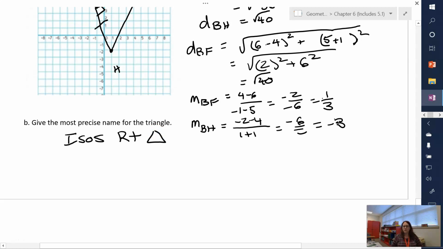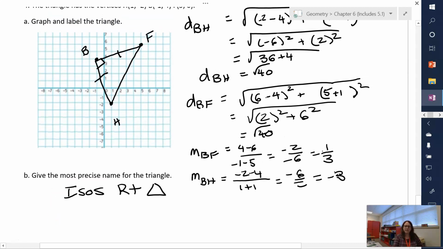Now you may be asking yourself, I didn't do the length of FH. How do I know that FH isn't congruent? How do I know I don't have an equilateral triangle? And the reason is, once I knew I had a 90-degree angle, it can't be equilateral because those would be 60, 60, 60 in their angles. This one, because it's isosceles, is going to be a 45, 45, 90 triangle. And that's a triangle that we're going to work a lot with when we get into Chapter 8.